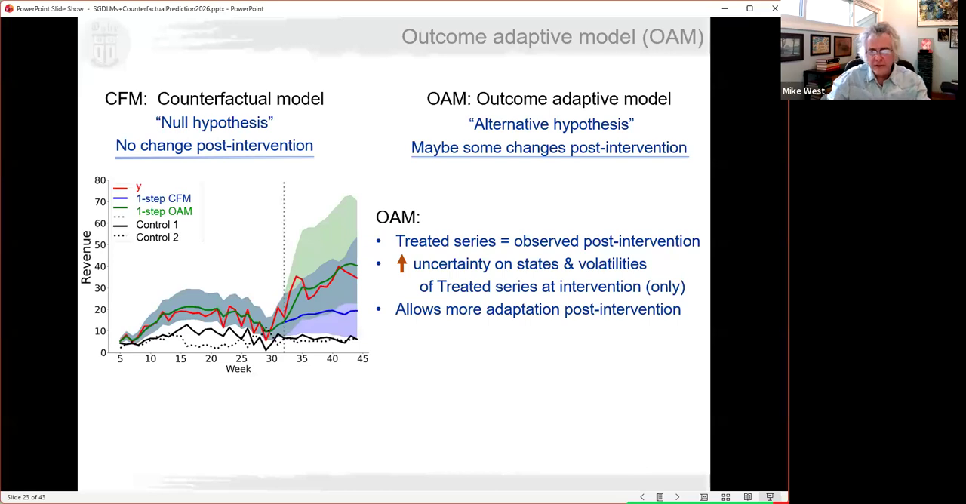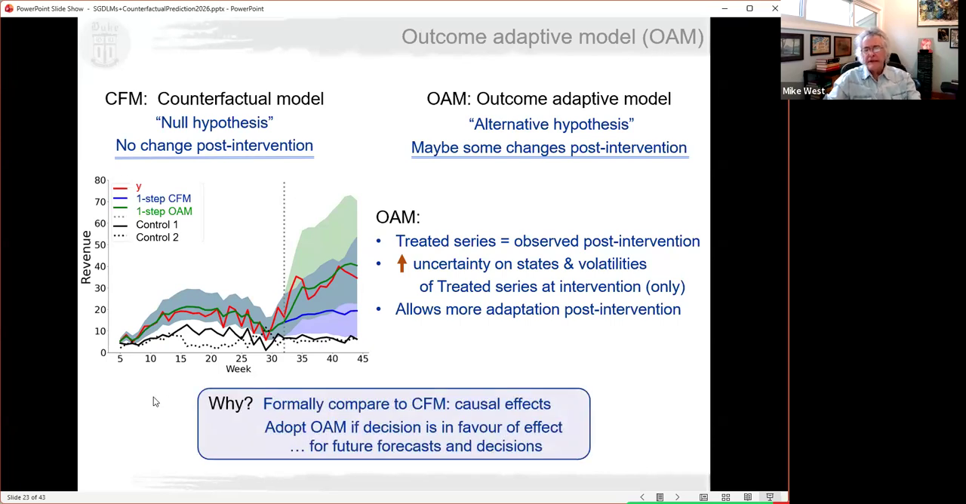It's a traditional idea in time series intervention analysis. So there it's going to be more adaptive post-intervention. It's going to fit and predict the data better. But importantly, it gives a comparison. It gives a formal comparison. It gives you the global alternative to the null hypothesis of the counterfactual.